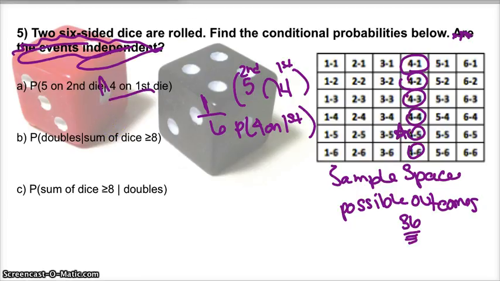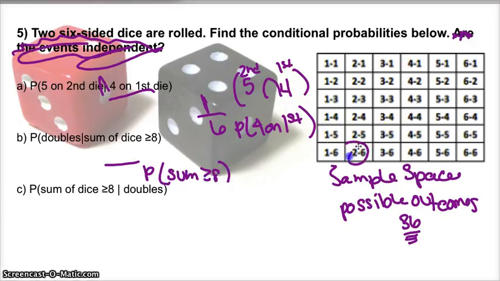All right, letter B. This is asking us to find the probability that you roll doubles given that the sum of the dice is greater than or equal to 8. So in the denominator, we're finding the probability where the sum of the dice is greater than or equal to 8. Those are going to be these options right here. All of these options add up to 8, and all of these options add up to more than 8. So we're no longer talking about just the probability of rolling doubles. We're talking about the probability of rolling doubles given that you've already rolled one of these 15 options.